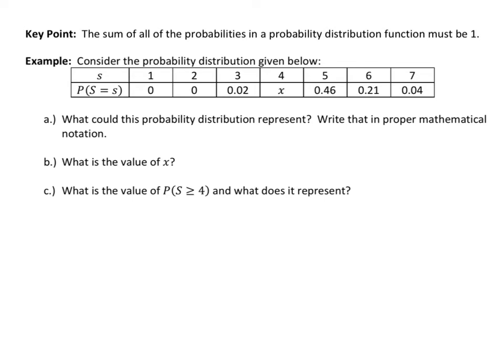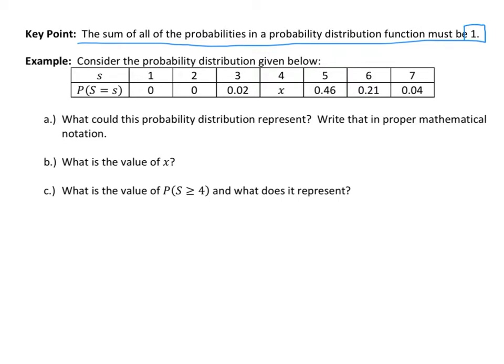In this next slide, I'm starting with a key point that I already mentioned earlier: the sum of all of the probabilities in the probability distribution function must be 1. It shouldn't be surprising. We know that all probabilities are supposed to add up to 1 when we look at a total probability in a distribution. Anytime you have a probability distribution, the probabilities have to add up to 1 because it has to account for all of the possibilities.